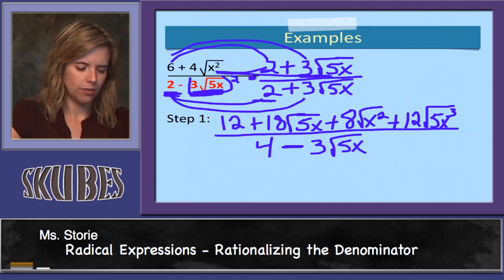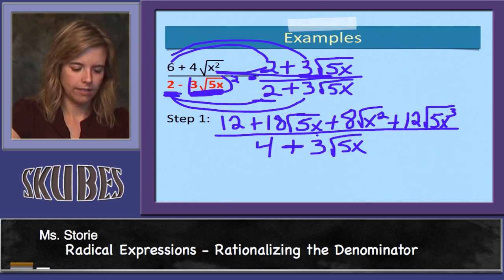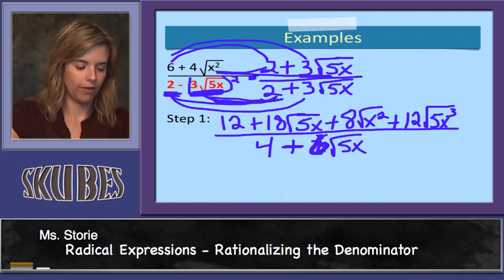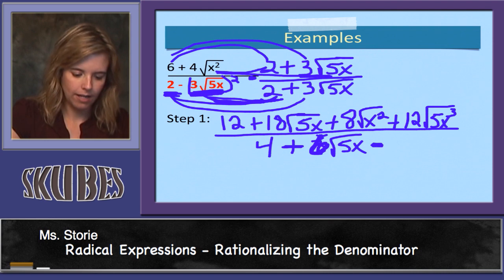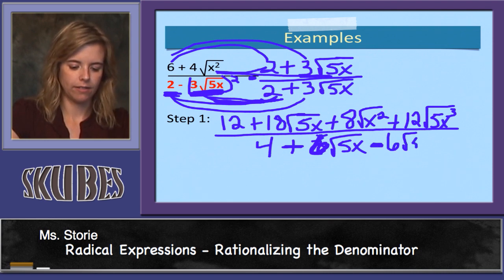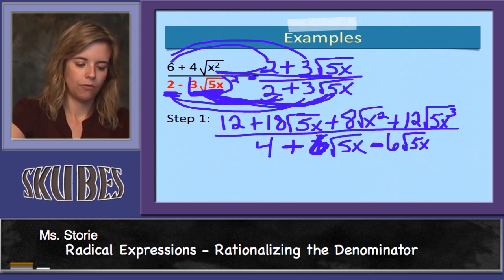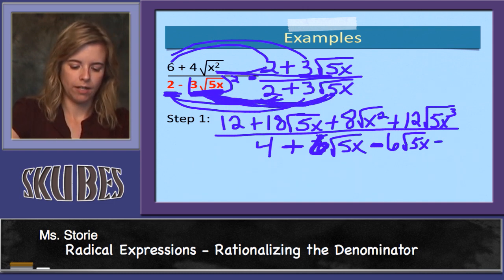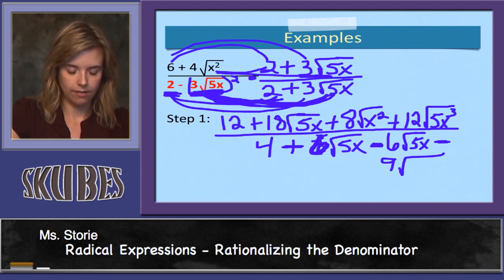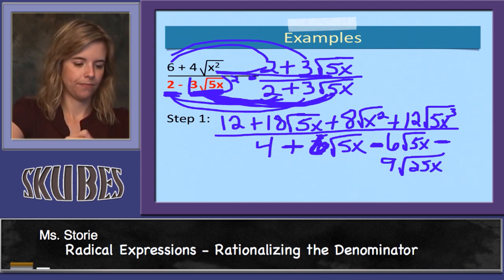2 times 2 and then 2 times 3 times radical 5x, and that's going to be a positive 6 radical 5x. Then we're going to take a negative 3 radical 5x times a positive 2. It's going to make it a negative 6 radical 5x. And then we're going to multiply the last term, which is going to make it a negative. 3 times 3 is 9. And radical 5x times radical 5x, both of them x's, is 25x squared. So we've got all our terms.